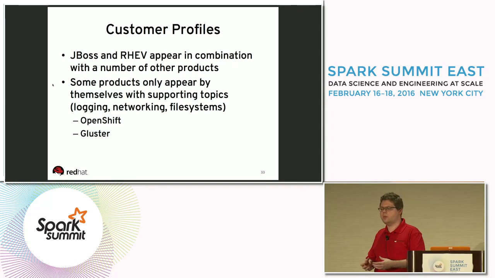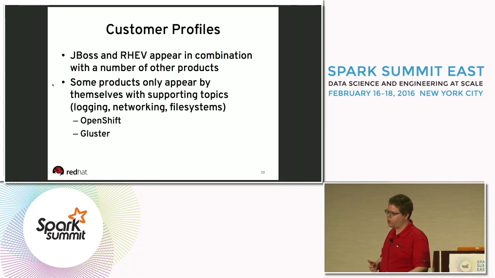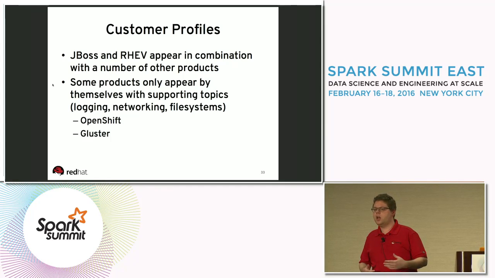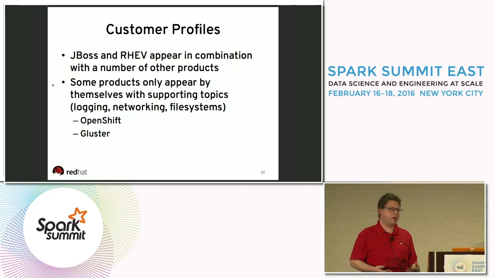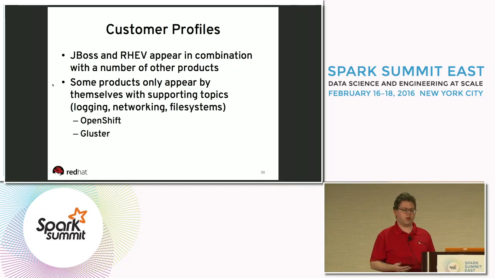Some of the products only appear by themselves, though. They may appear with supporting topics, but not other products. Examples are OpenShift and Gluster. These are newer products. They may not have as many articles written about them, so they may not be appearing as highly in the results. And there may not be as many customers using them, particularly in combination with other products.